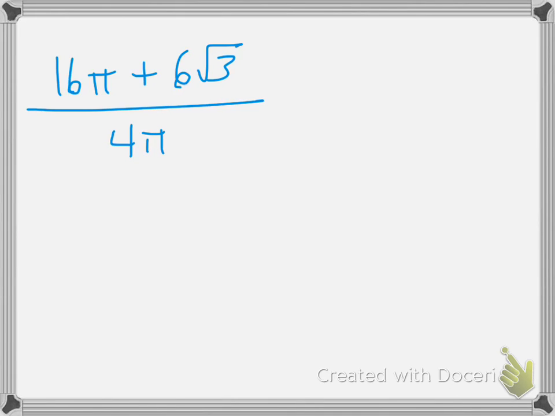So 16 pi plus 6 square roots of 3 divided by 4 pi is going to be 4 plus 2 square roots of 3 over pi. That is going to be the depth of our water.